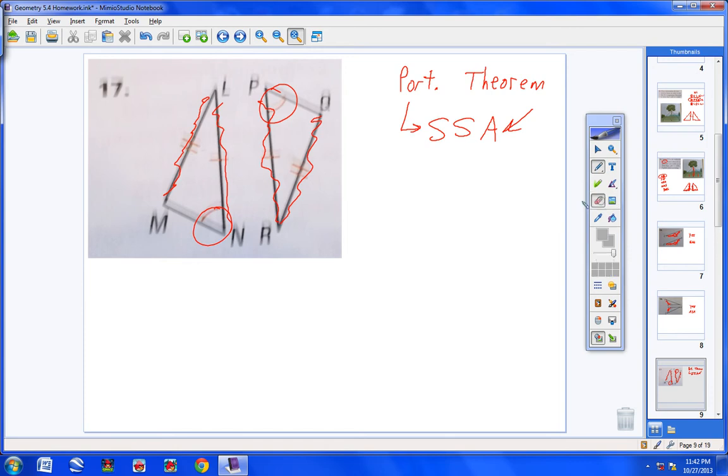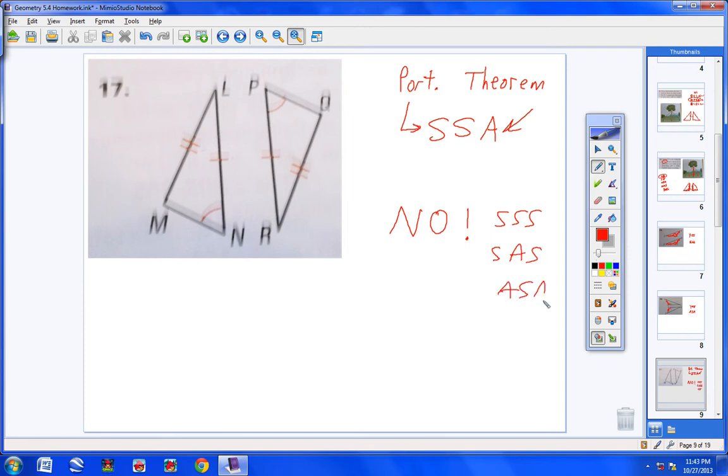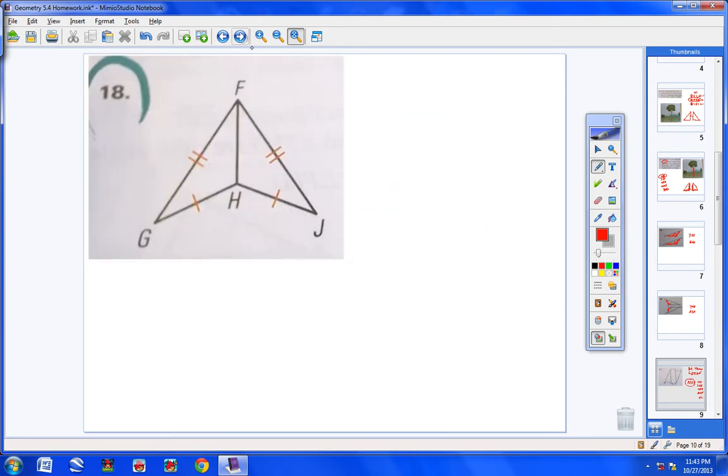Now, I'm not saying that these two triangles here are not congruent. Maybe they are, but we cannot state for sure they're congruent, because we cannot use one of our 5 ways: side, side, side, side, angle, side, angle, side, angle, angle, side, and hypotenuse leg. None of those can be used, so no, we cannot state for sure that these two triangles are congruent.